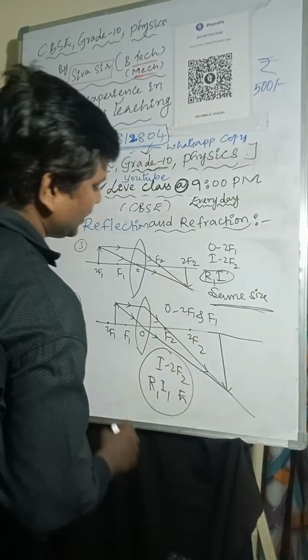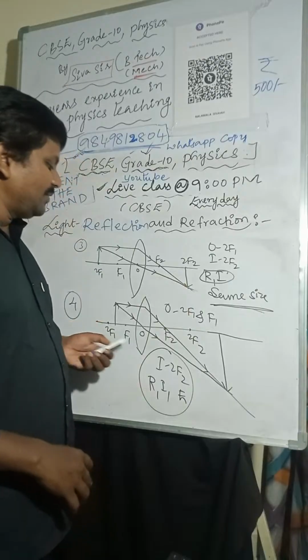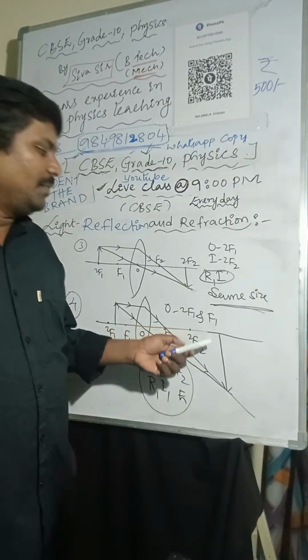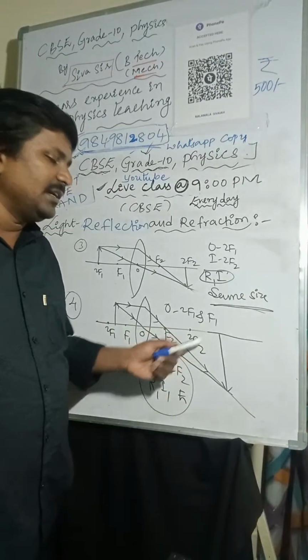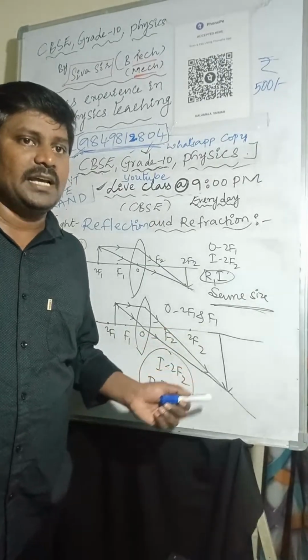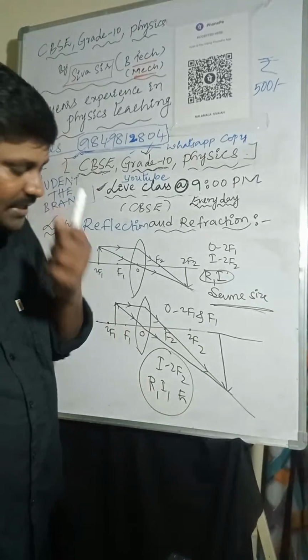So very important. Object is placed between 2F1 and F1, so the image will form beyond 2F2. Nature of the image is real and inverted, and size of the image is enlarged.